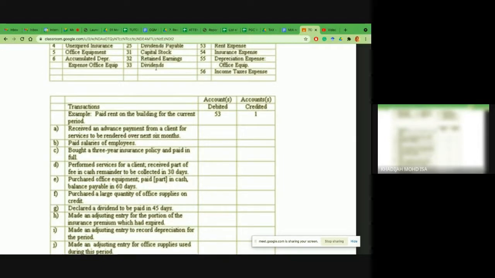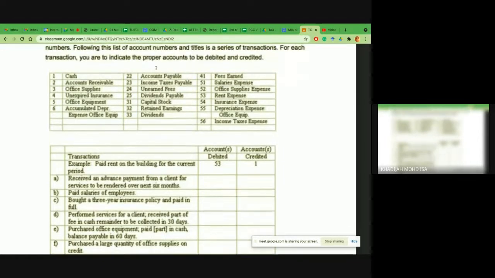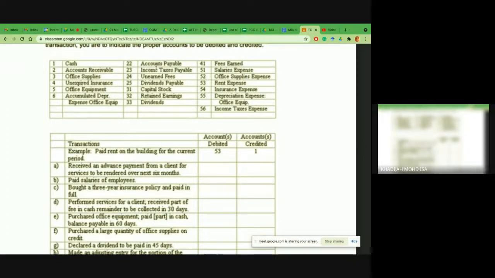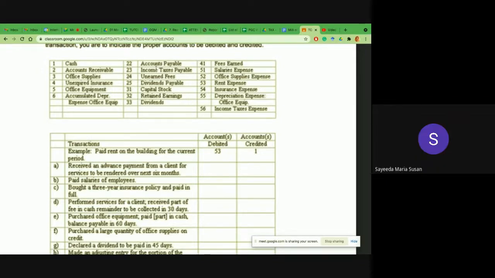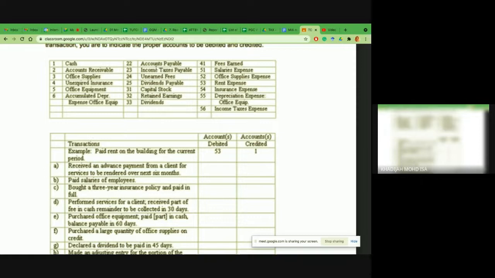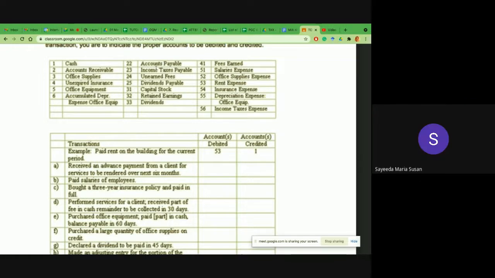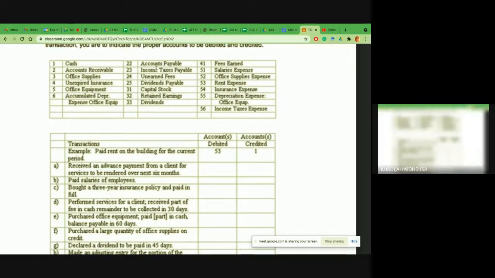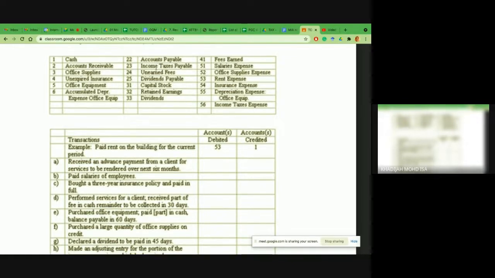Very good. Paid salaries to employees. This one very straightforward. So you debit your salary. Do you have salary account? Where is salary? It's 51. 51, yes. Salary expense. Debit your salaries and credit your, when you pay salary, pay by what? Cash. So credit your cash. Account number 1. Is that clear? All right.